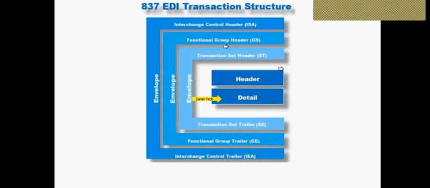Within that, there's a functional group header. Even though this can repeat multiple times, mostly I have seen that it only occurs once, just for convenience. If there is more, they would send a different file. And ISA is always only once. It can't occur multiple times. The ISA segment is the header level, and IEA is the trailer at the interchange level.